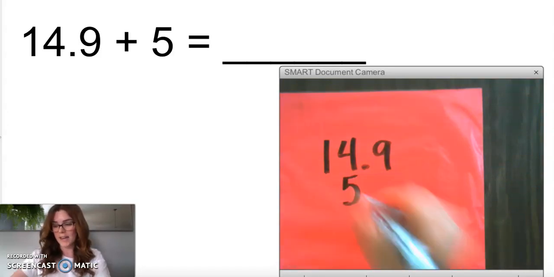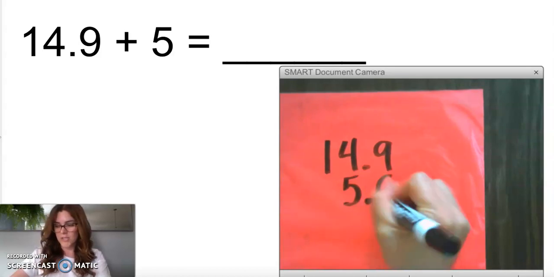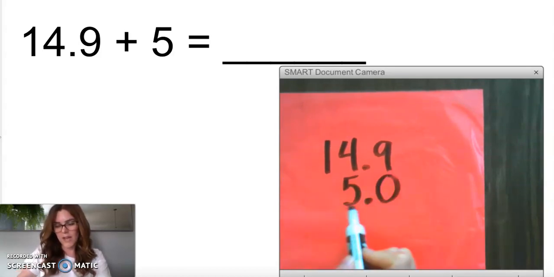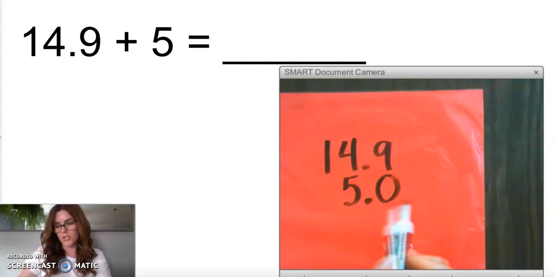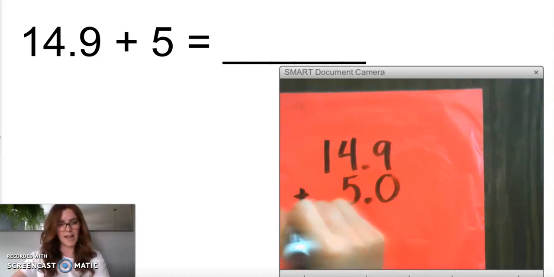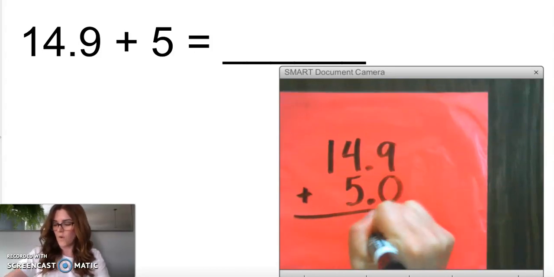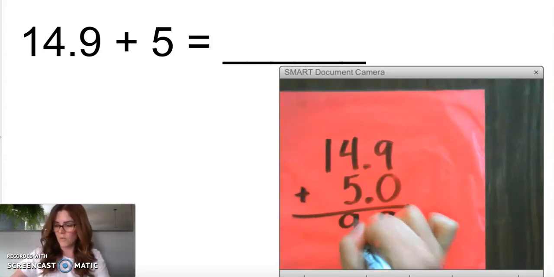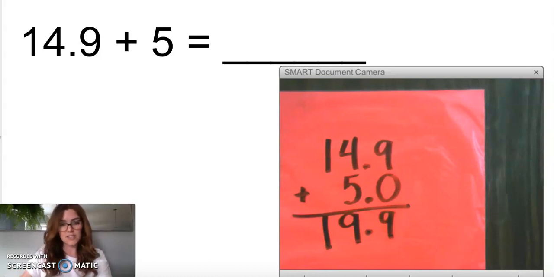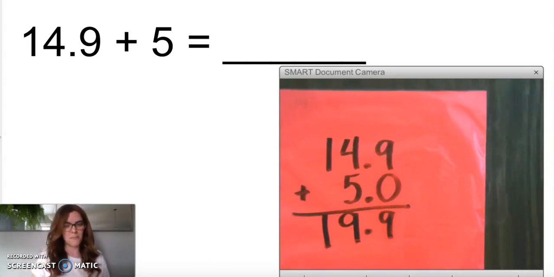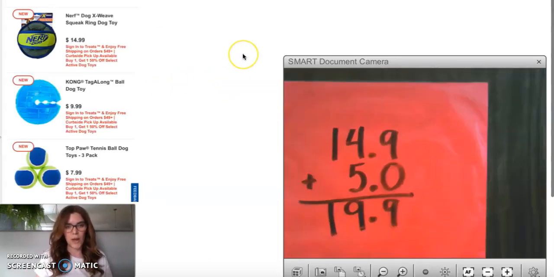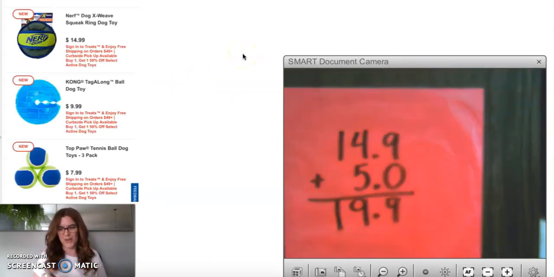Then I'm going to add a decimal and then a 0, because we know if we only have 5 that we have no partial numbers. So then we can add just like this. 9 plus 0 is 9. 4 plus 5 is also 9, and then 1 plus 0 is 1. So our answer is 19 and 9/10. Awesome. Okay, let's move on to a money addition question.